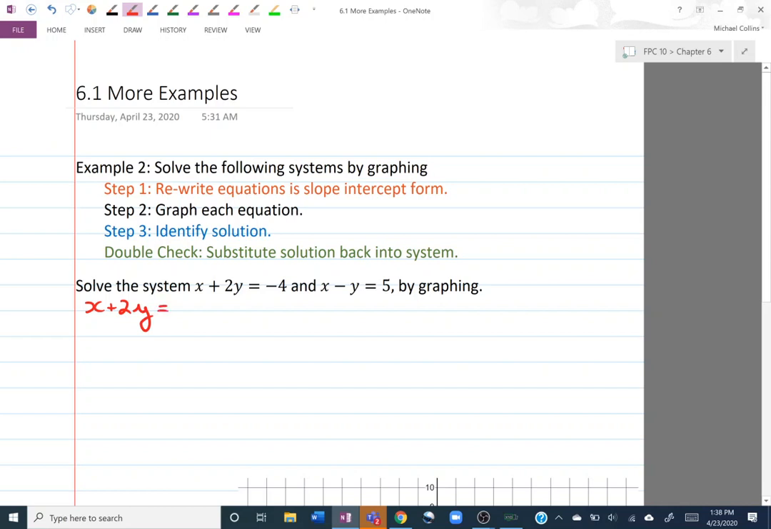x plus 2y is equal to negative 4. In order to get into slope-intercept form, I want to isolate y. So I'm going to subtract x from both sides, and I have 2y is equal to negative 4 minus x. I'm going to divide this side by 2 and this whole side by 2. y is equal to, and then I'm going to split this fraction up, negative 4 over 2 minus x over 2.